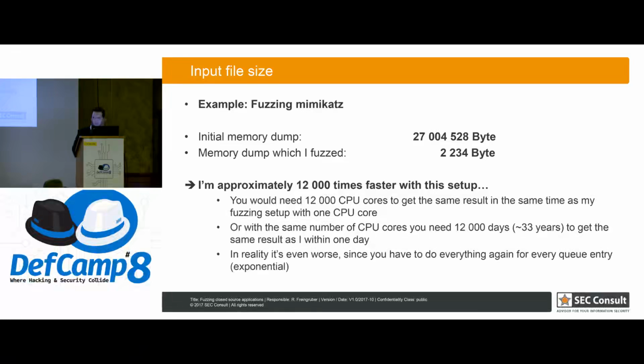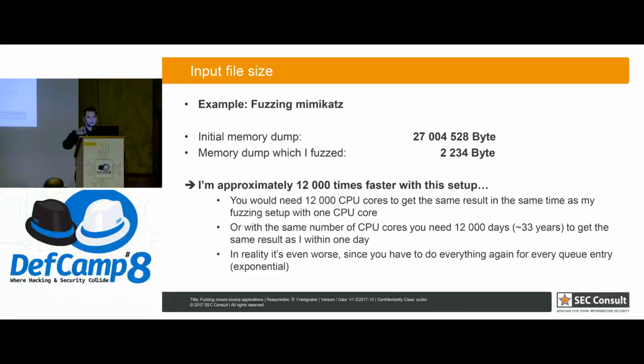For example, two months ago I was fuzzing Mimikatz. I think most people here know Mimikatz, which is a very famous hacker tool, and it can work on memory dumps. Memory dump files are typically very big, so in my case it was 25 megabytes. If you start fuzzing with AFL on a 25 megabyte file, you will not find any results, because it's just too big. AFL will also not start with a file bigger than 1 megabyte, because it's just useless.